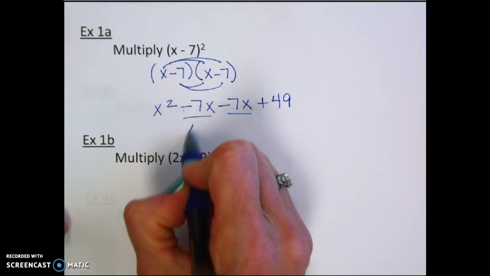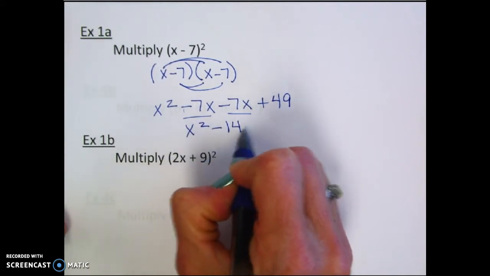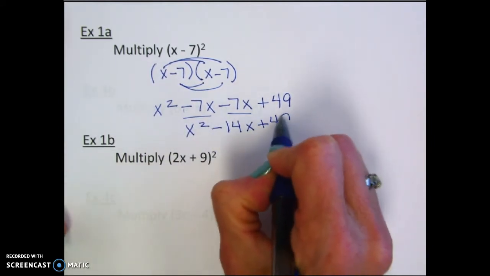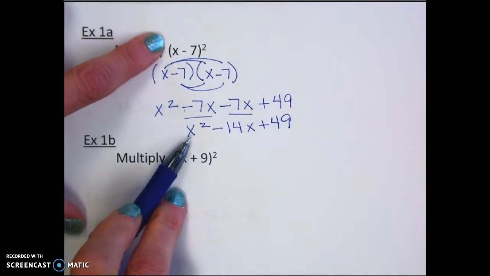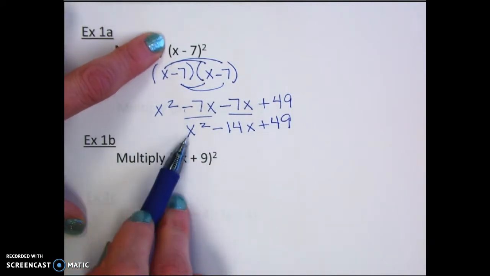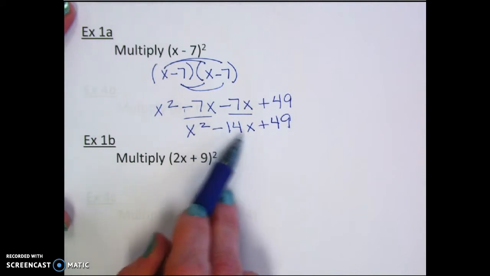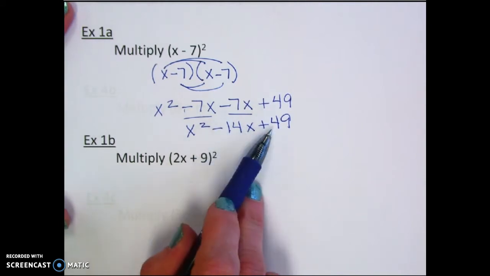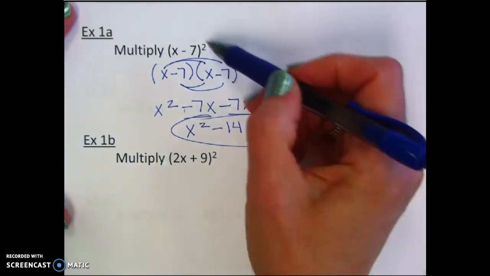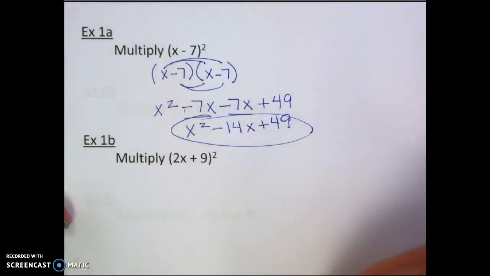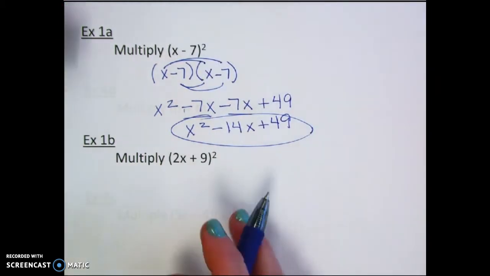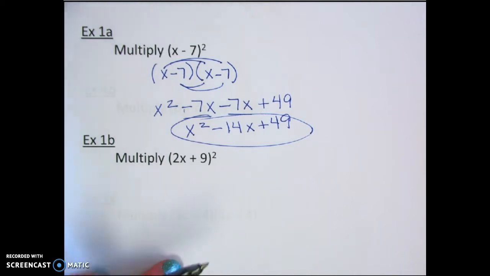These like terms in the middle do not cancel out, so therefore we have more than just x squared plus 49. We have x squared, a middle term of negative 14x, and a 49. Okay, if you just square the x and square the 7, you will not get the right answer. All right, so that's the one kind.